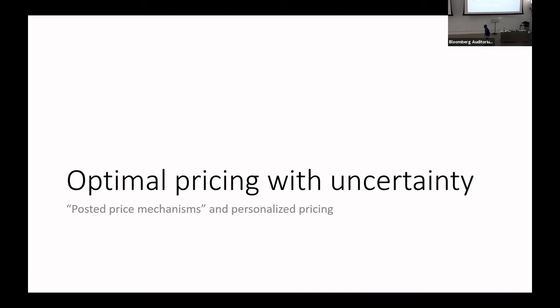Okay, so let's talk about optimal pricing with uncertainty. What we're going to cover here is what's called, in the revenue management literature, a posted price mechanism. So I just post one price to everyone. But the math that we're going to cover today under the simple model is basically the same if we also think about personalized prices for each person.